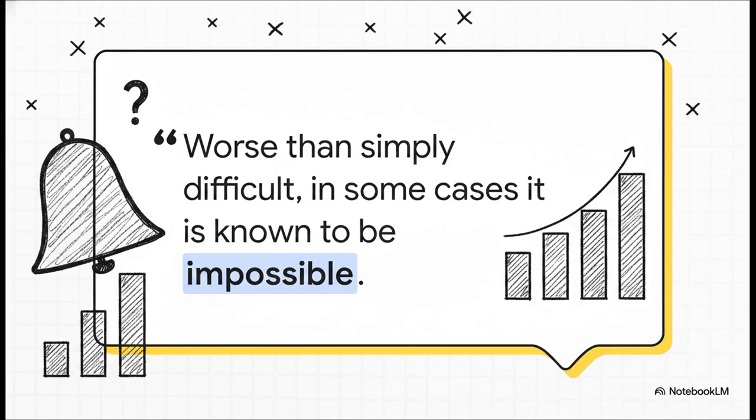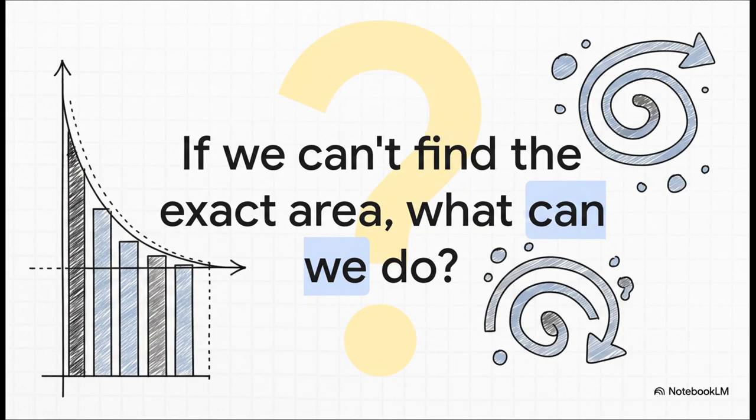For some super common, super important functions, like the one that gives us the famous bell curve in statistics, there is literally no way to write down the exact answer using regular math functions. And it's not like we just haven't found it yet. No, it's actually been proven to be impossible. This brings us to the big question then. If a perfect, exact answer is completely off the table, what's our game plan? We can't just throw our hands up and give up. The only way forward is to get a really, really good approximation.